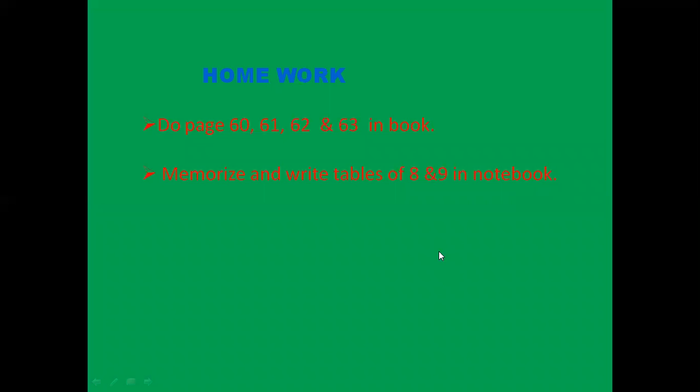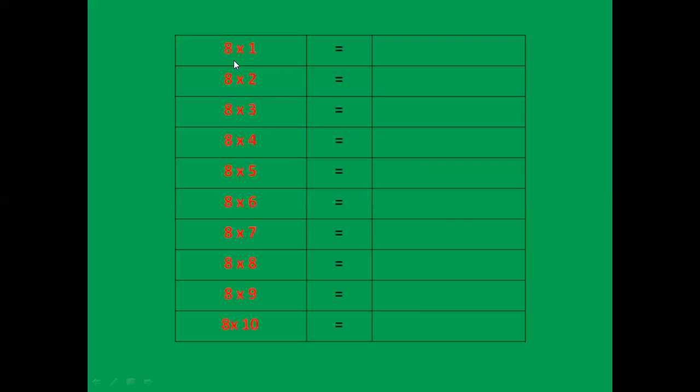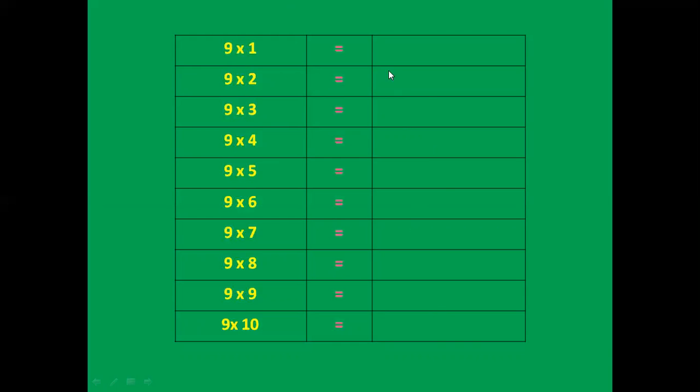This is the table. 8 1s are 8, 8 2s are 16, 8 3s are 24, 8 4s are 32, 8 5s are 40, 8 6s are 48, 8 7s are 56, 8 8s are 64, 8 9s are 72, 8 10s are 80. This is 9 1s are 9, 9 2s are 18, 9 3s are 27, 9 4s are 36, 9 5s are 45, 9 6s are 54, 9 7s are 63, 9 8s are 72, 9 9s are 81, and 9 10s are 90.